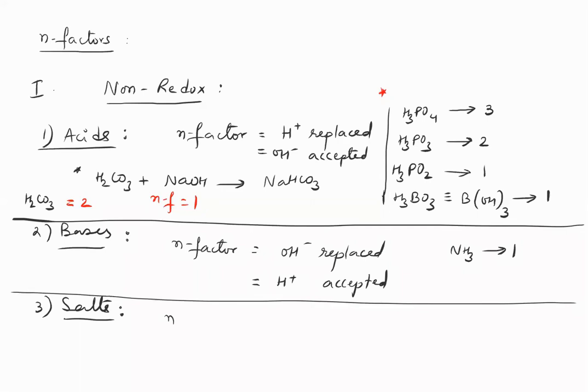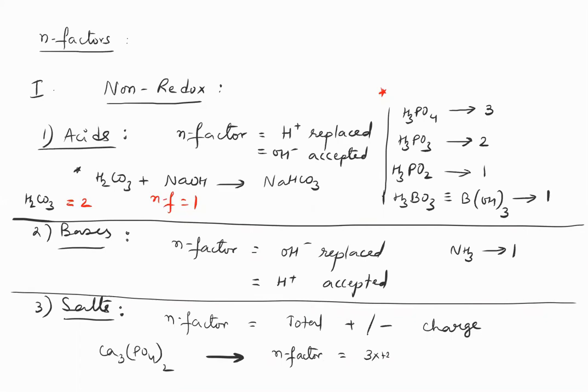And in such cases, N factor becomes your total charge of cation or total charge of anion. That or this, not both. Total charge of cation or total charge of anion. For example, if you have calcium phosphate, the N factor becomes: you have 3 cations each with +2 charge, so 6. Or you have 2 anions each with -3 charge, so 6.